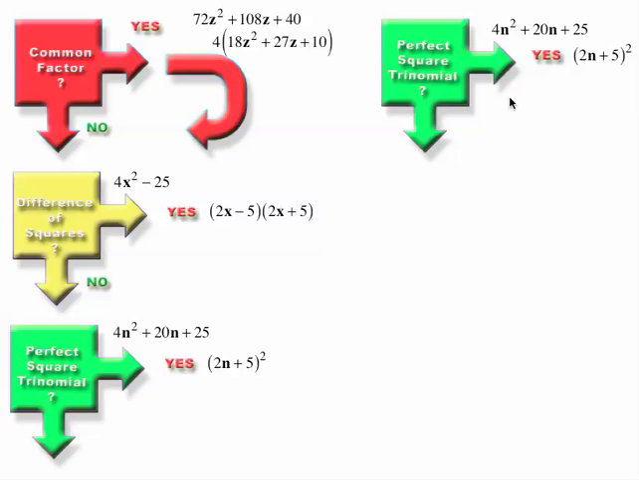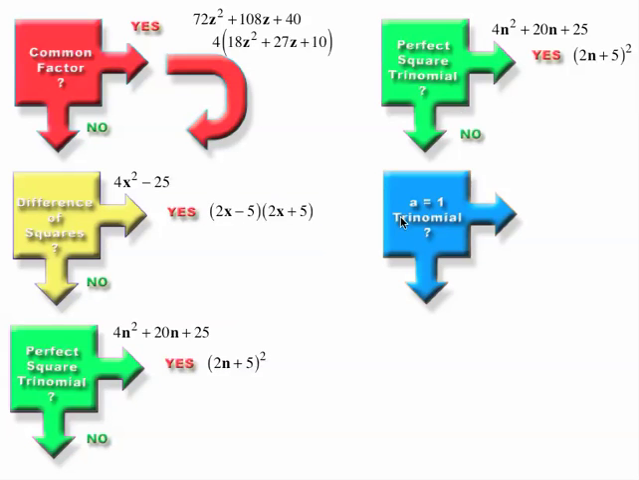Okay, if it's not a perfect square trinomial, then we're going to go on. We're going to check to see if it's an a equals 1 trinomial. Well, that means the numerical coefficient of the first term is a 1. So you have like y squared or x squared or whatever here, squared. There's no number other than 1. So if it is, then you're looking for numbers that multiply to give the last term, but add up to give the middle term. Okay? So in this case, we have this.